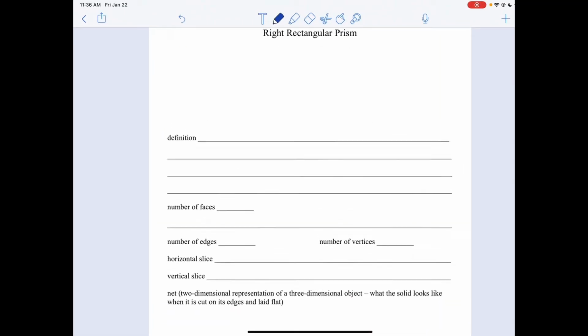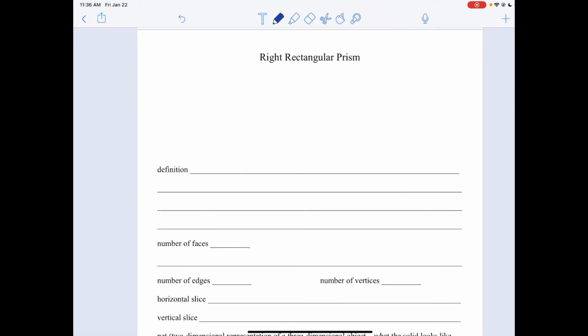All right, so today we are going to do right rectangular prism and triangular prism. So you will be looking at the first couple of four pages, okay?